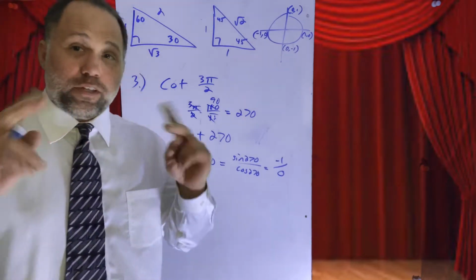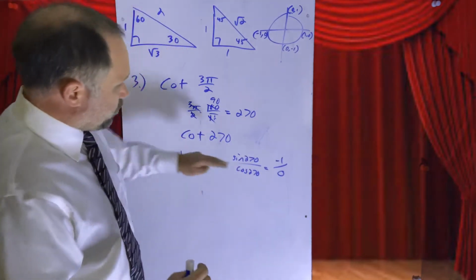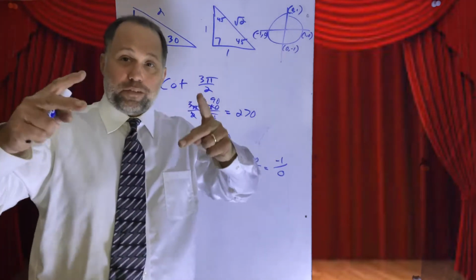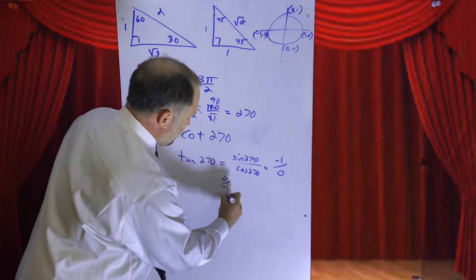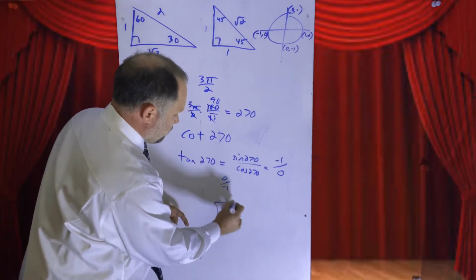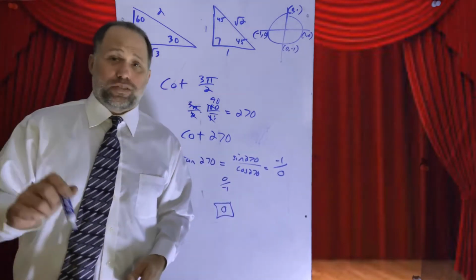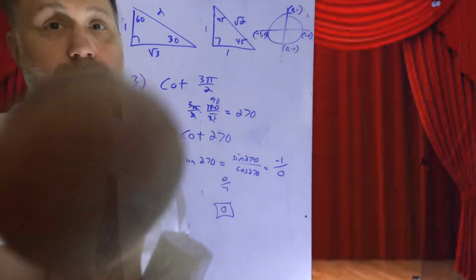But we're going to flip it. Remember, this is cotangent. So when I take negative 1 over 0 and I flip it, I get 0 over negative 1, which is just 0. So the cotangent of 270 is 0.